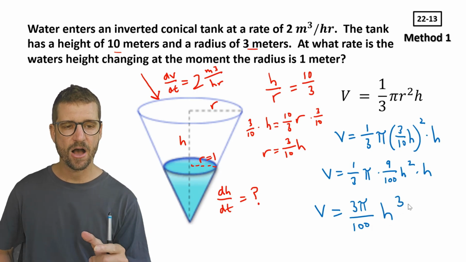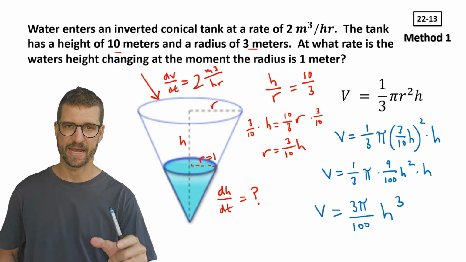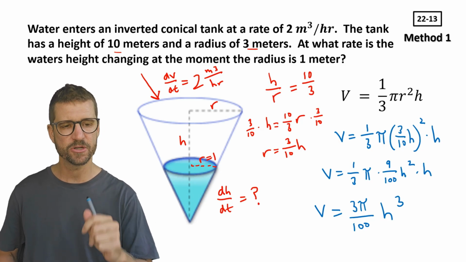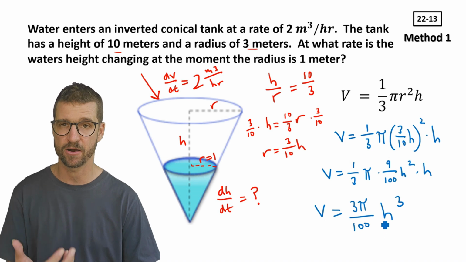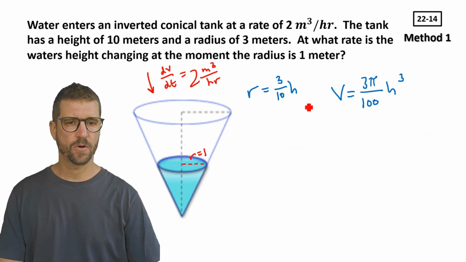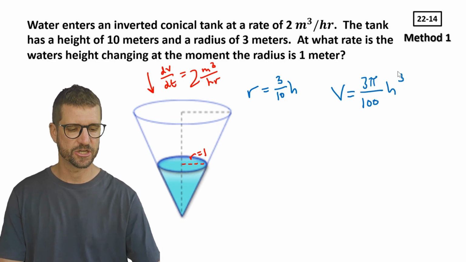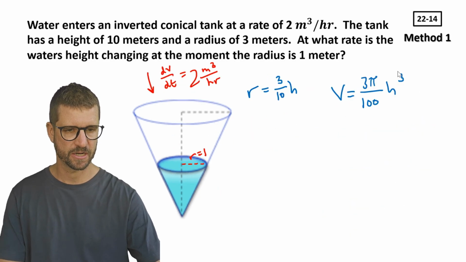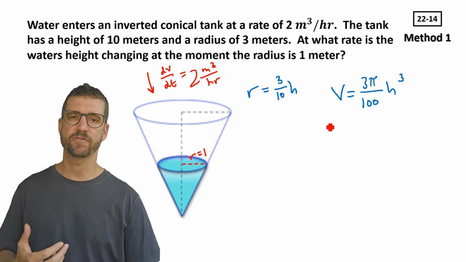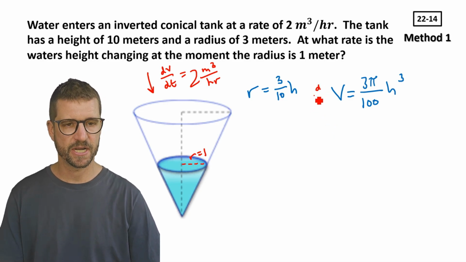Okay? And now that we have it in this form, we can differentiate with respect to time. Okay? And let me do it on the next page because I'm kind of running out of room here. All right, so this is where we were at. V equals 3 pi over 100 h cubed, right? Let me just double check, make sure that's right. So now we want to differentiate with respect to time, okay? So we're going to differentiate this with respect to time.